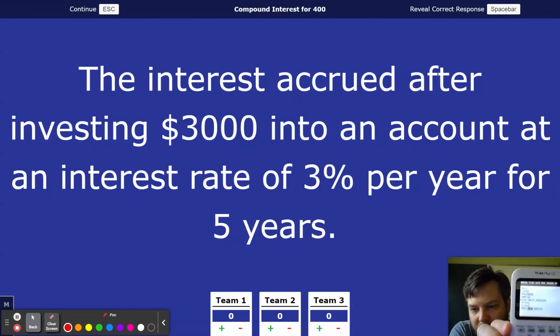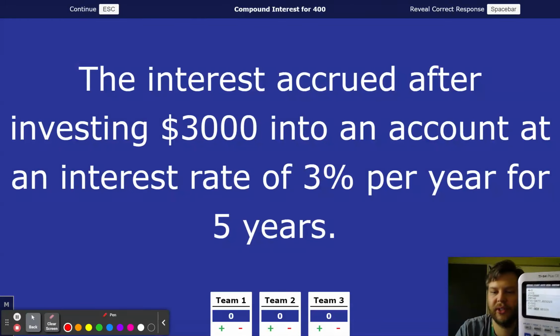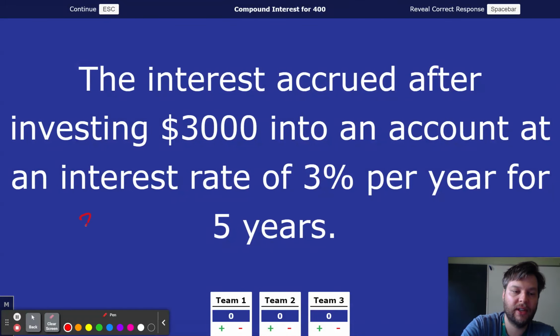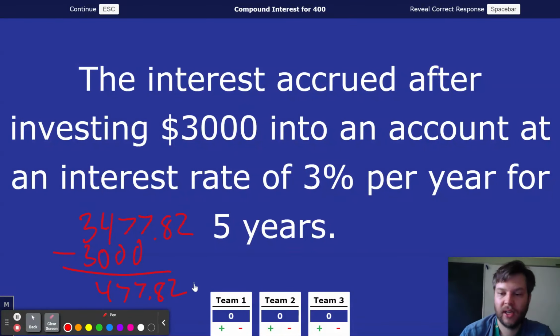And I get this number here of 3477. Now that does not mean that we are going to earn that much interest. The 3477 is what the future value is. 3477.82. Take away the principal of 3,000, get your 477.82 as a remainder there.